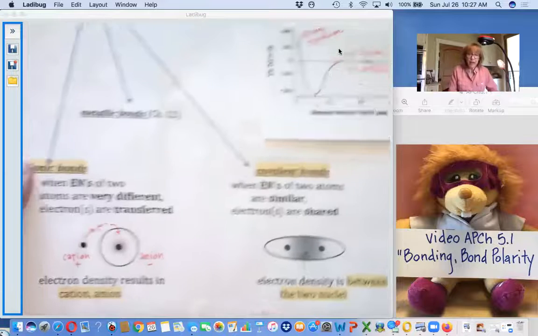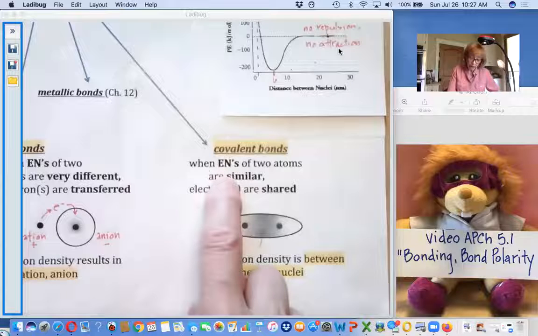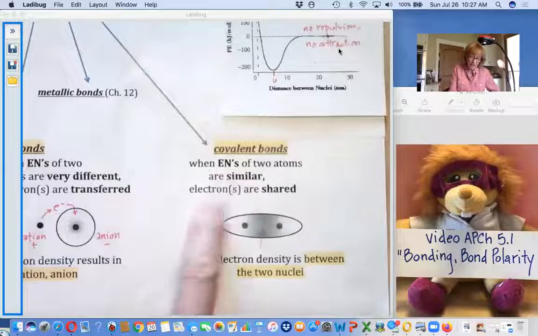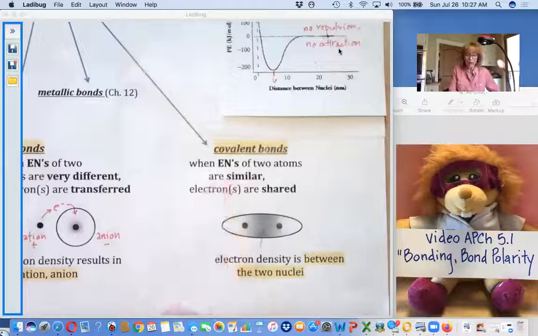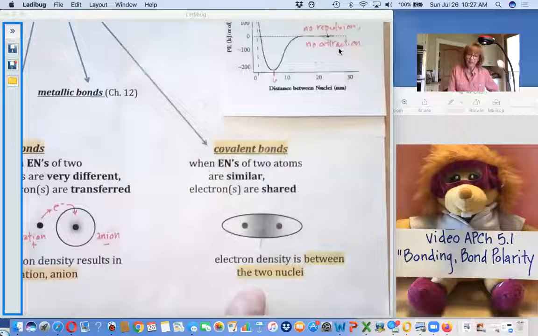Or we can have two atoms whose electronegativities are fairly similar. So perhaps they're both greedy for the electrons, but we don't have one markedly more greedy than the other. So we're not going to end up with a transfer or a giving away of electrons. Instead, they end up sharing the electrons, and the electron density is focused in between them. Electron density is between the two nuclei.